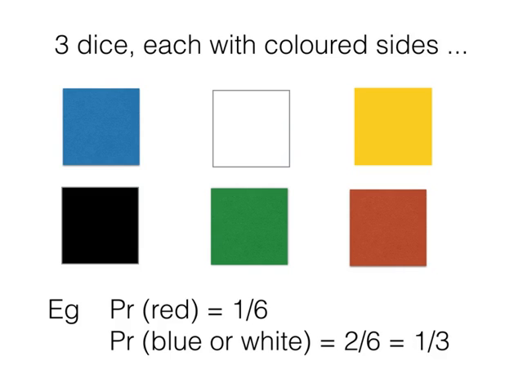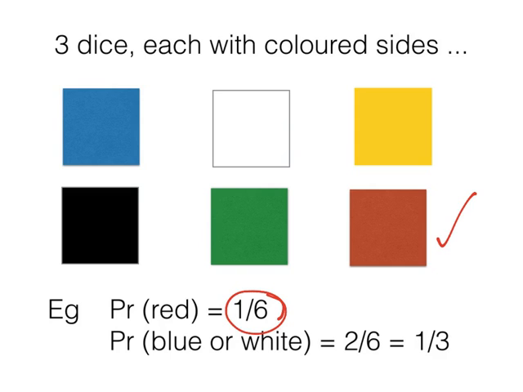Each dice has 6 coloured sides: blue, yellow, white, black, green, and red. So the probability of rolling, say, a red over here, is just 1 in 6. We've got one side with red. There's a possible 6 sides, so that's 1 chance in 6, or a sixth.